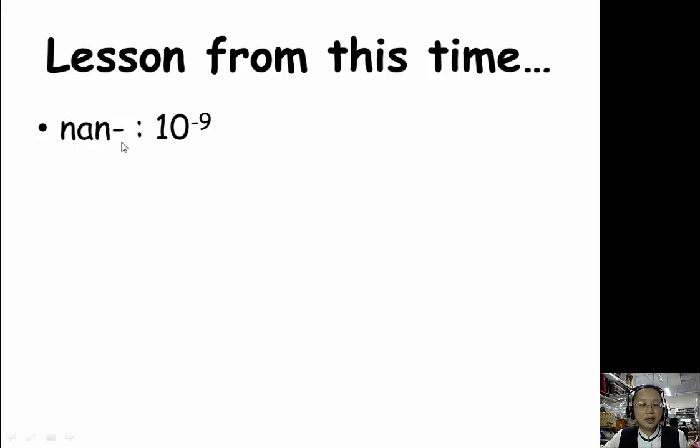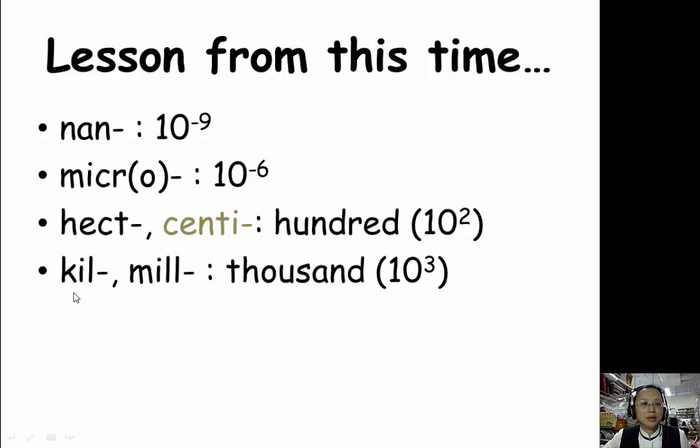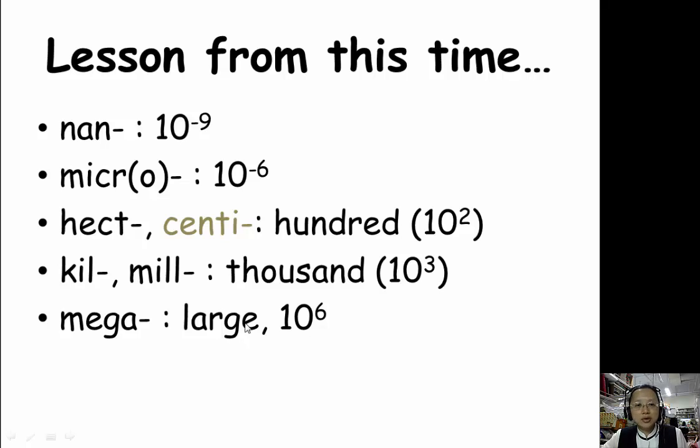The prefix nano means 10 to the power minus 9. And the prefix micro, M-I-C-R-O, means 10 to the power minus 6. And the prefix hect, centi, means 100. That's 10 to the 2. And the prefix kil, K-I-L, or mil, means 1,000. That's 10 to the 3. And mega, M-E-G-A, means 10 to the 6, and it also has the meaning of large.